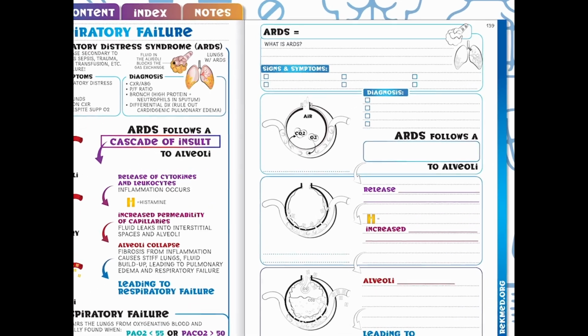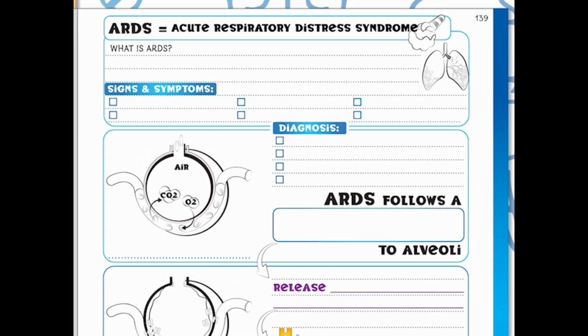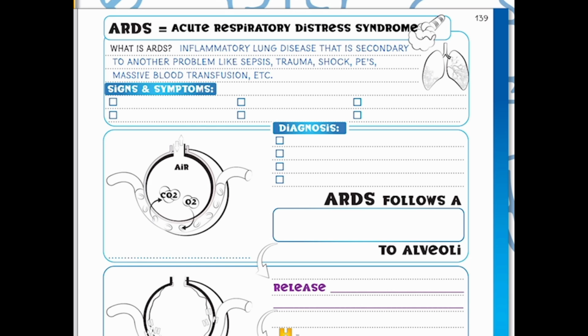And this is also going to go more advanced into our hemodynamics. And so it's great that we've learned all of our ventilation terms previously and also a lot of our mechanical ventilation terms as well. So let's get started. So ARDS is acute respiratory distress syndrome. And ARDS is an inflammatory lung disease that is secondary to another problem, like sepsis or trauma or shock, pulmonary embolisms, or maybe a massive blood transfusion.